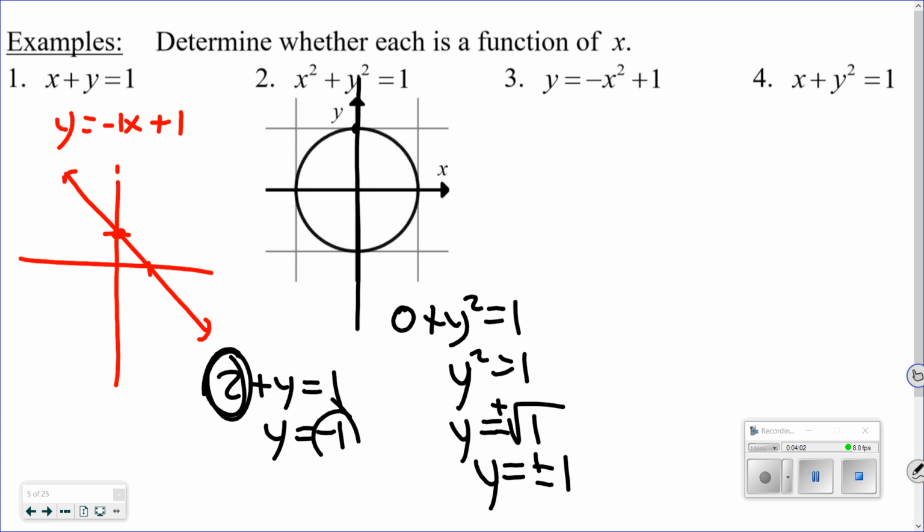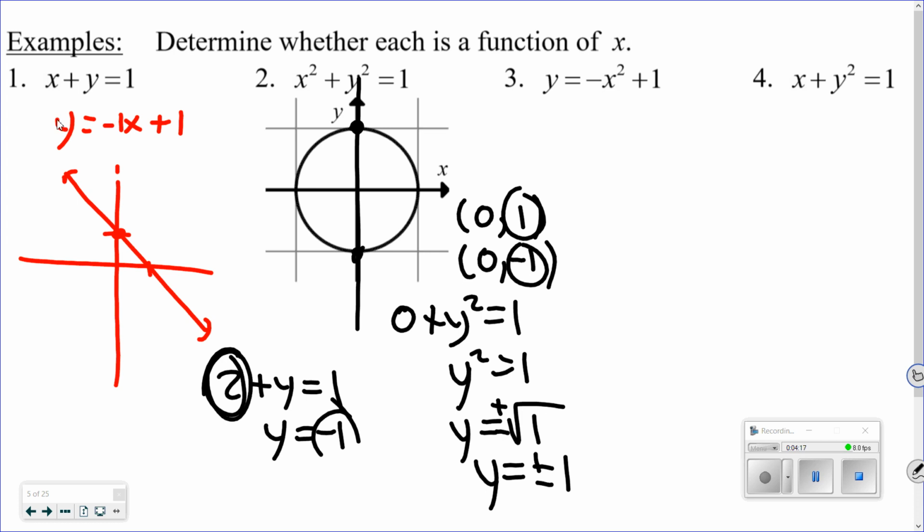Well, that's the point (0, 1) and (0, negative 1). So for one x, when x is 0, I can get two different y values back out, right? I get 1 and I get negative 1. Okay? So this would not be a function.